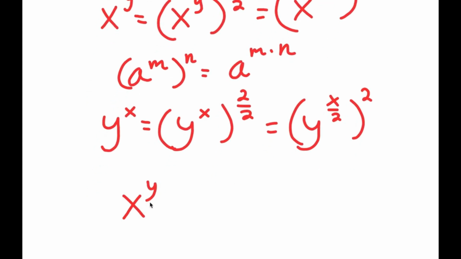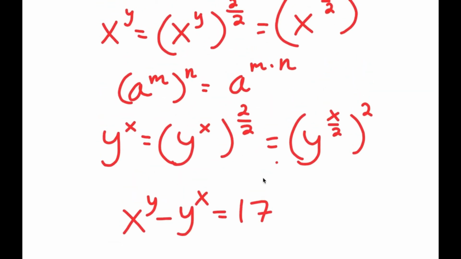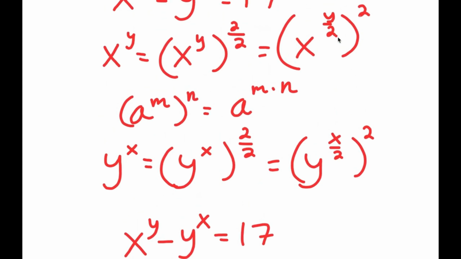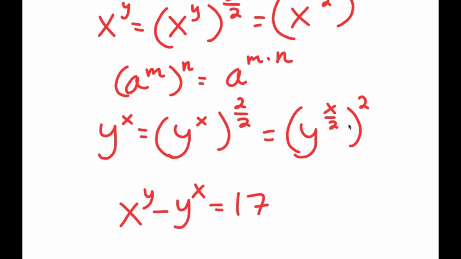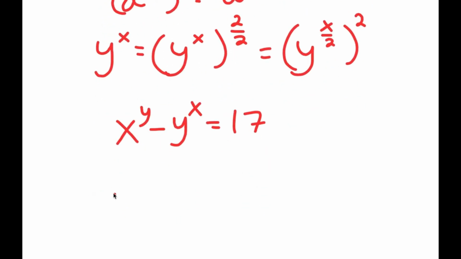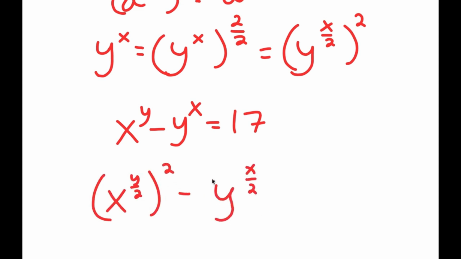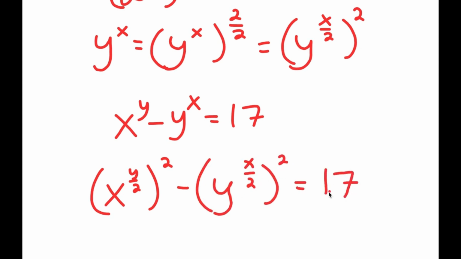Now from here, remember my original equation was x to the power of y minus y to the power of x equals 17. Now I can replace x to the power of y with x to the power of y over 2, to the power of 2, and y to the power of x with y to the power of x over 2, to the power of 2. So now I get x to the power of y over 2, to the power of 2, minus y to the power of x over 2, to the power of 2, is equal to 17.